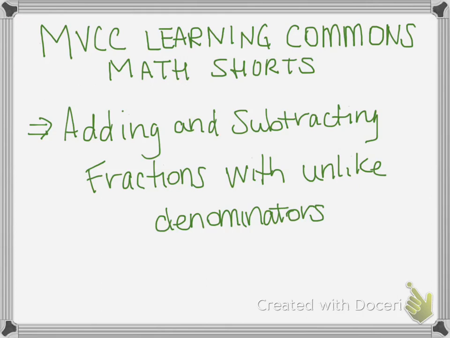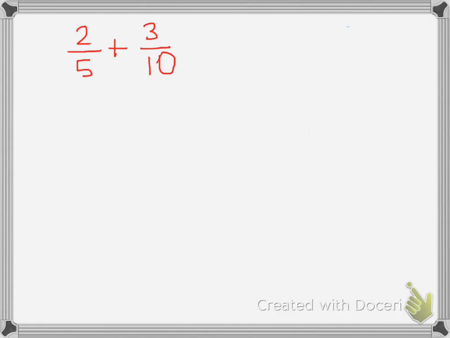In this topic, we will be talking about adding and subtracting fractions with unlike denominators. In our first example, we will be adding 2/5 plus 3/10.